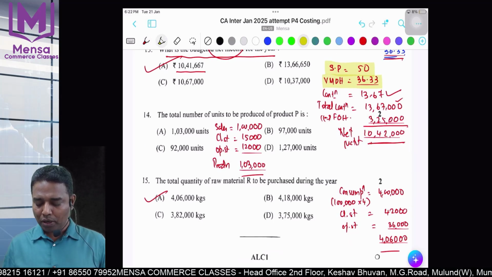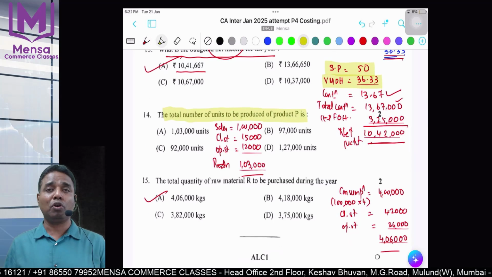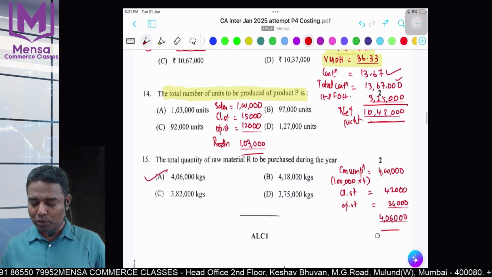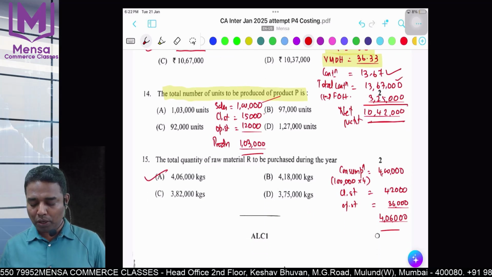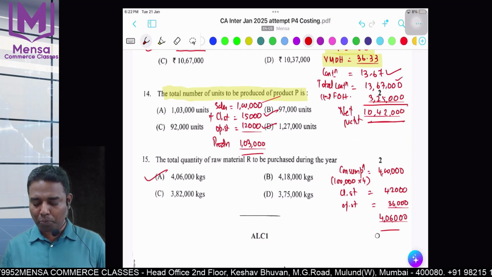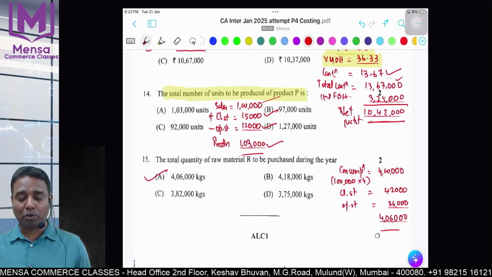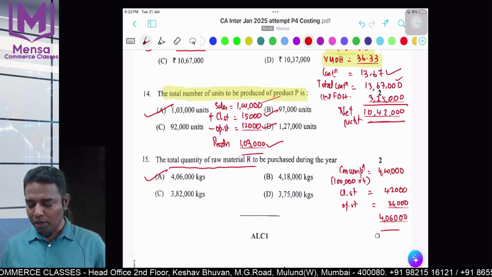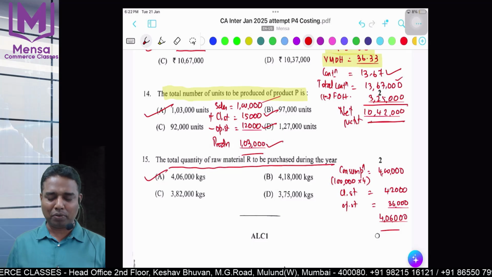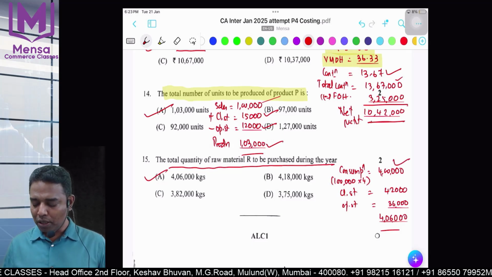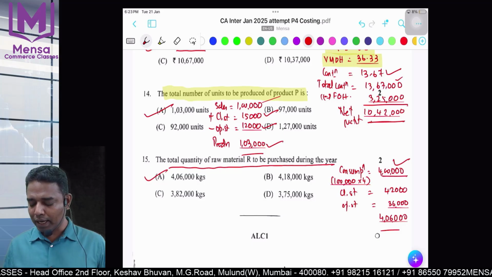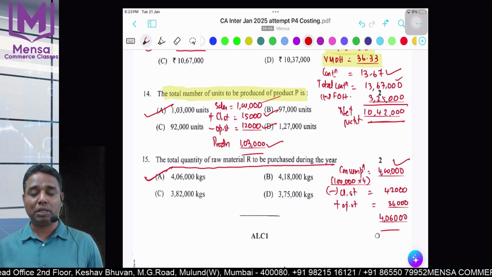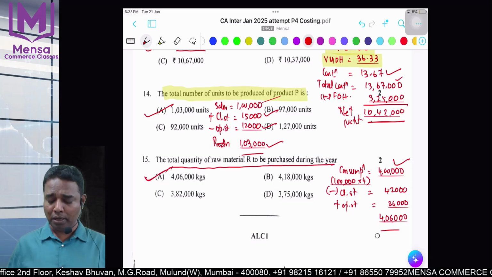And the next one, the total number of units to be produced of P. We know units sold is 1 lakh. We know the closing stock, that we will add. We know the opening stock, that we will subtract. So we'll get the number of units produced, which comes to 1,03,000. And finally, the total quantity of R to be purchased. Same repetitive calculation. Consumption of R is 1 lakh into 4, which is 4 lakh kilos, plus the closing stock, minus the opening stock. So 4,06,000 is the quantity to be purchased of R.